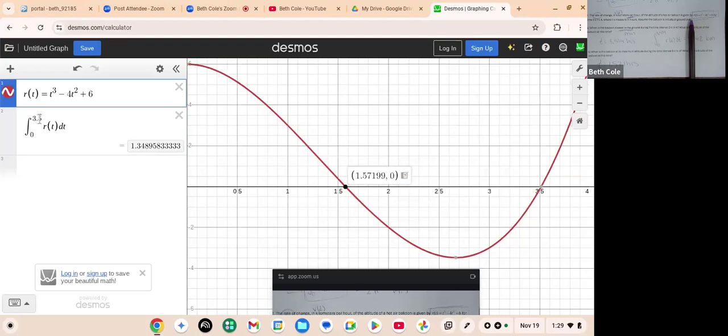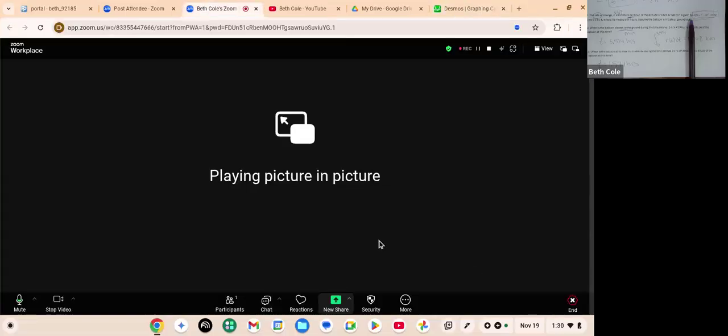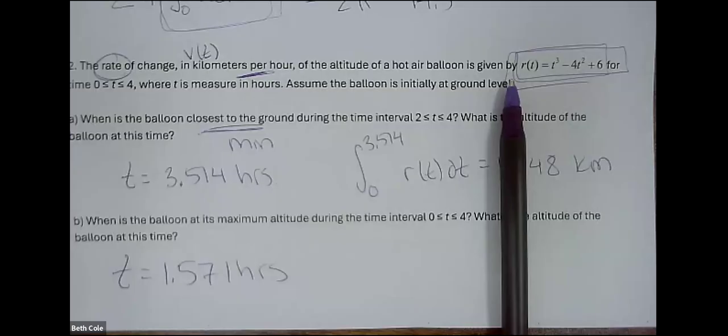1.57199. 1.57199 R of t dt. There we go. 5.779 what? Kilometers. 5.779 kilometers.